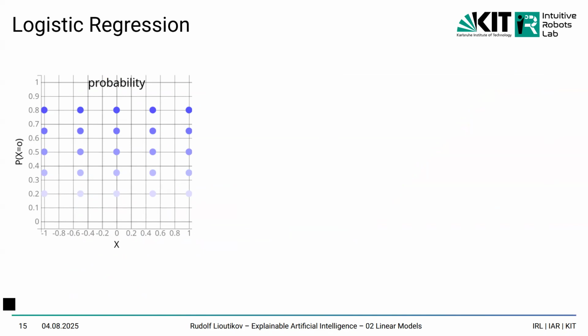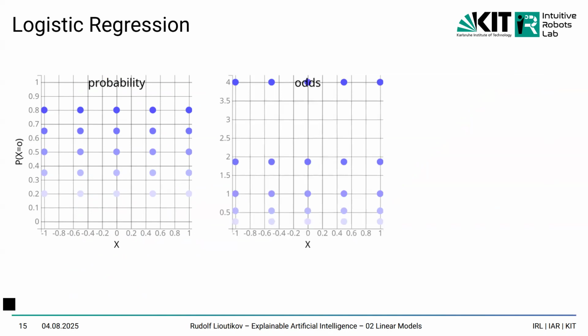So what can we do? The first thing we do is we introduce so-called odds. The odds are basically just the division of p of x equals 0 divided by p of x not equaling 0, so divided by all the other probabilities. And that actually opens up the entire space, because of the fraction. So we can fit a line there.